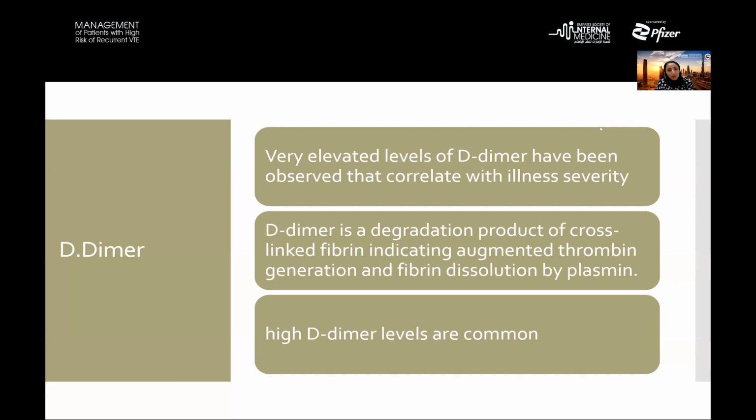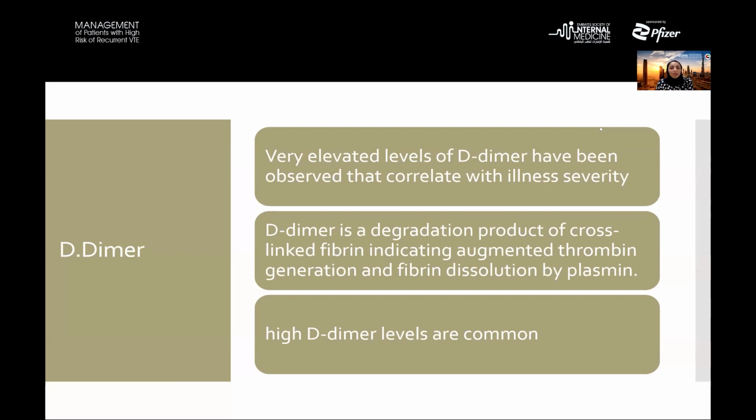The higher the D-dimer, the more severe is the disease. But D-dimer is still not specific. It can happen in many common conditions, like other infections. It can happen in other pneumonias. Not necessarily is it an indication of severity in COVID-19.